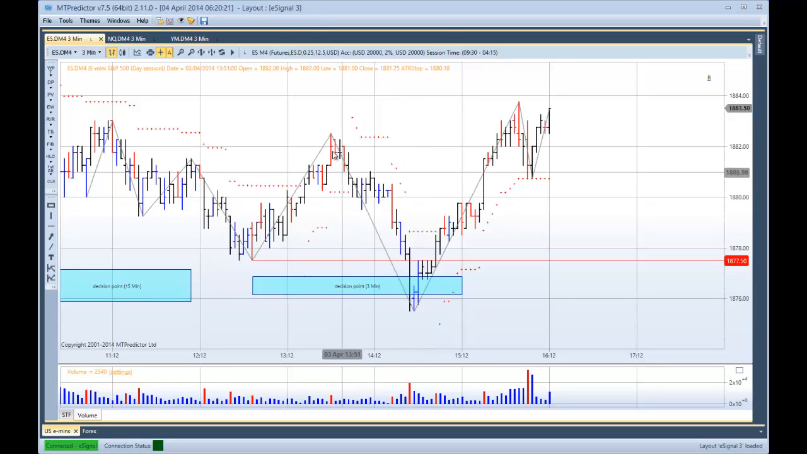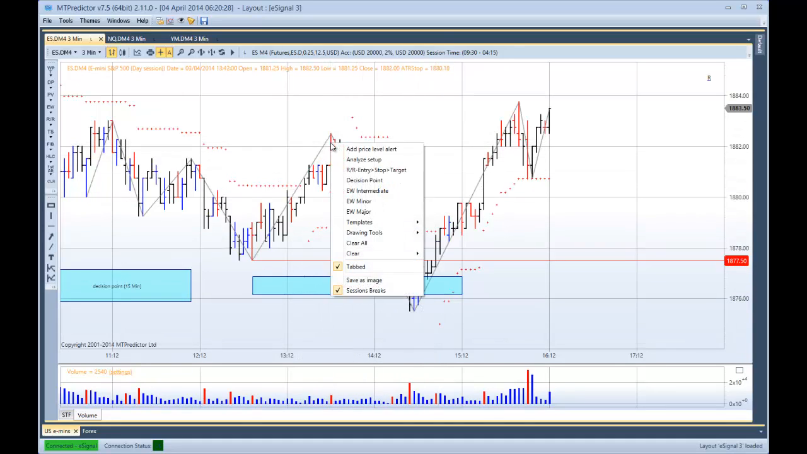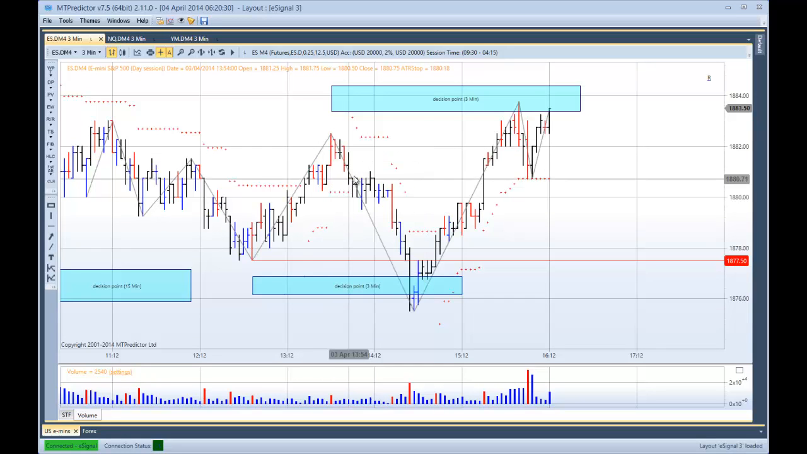We need to have one that has a good risk-reward potential. So for this, we go back to the last pivot, in other words, the last swing going down to this low. We go back to this pivot high here. Again, right mouse click, place the decision point on the chart. And again, remember, this would have been on the chart in advance before the market even got there.